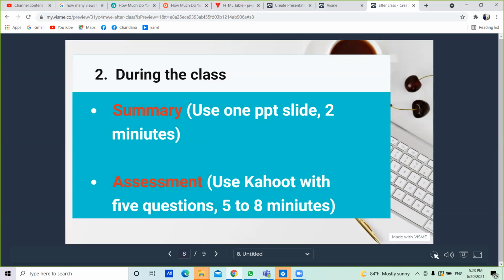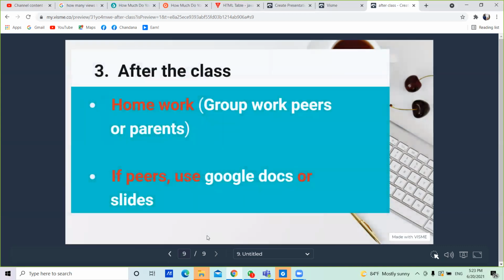Any number of students can join your assessment. Therefore, I'm asking you to follow the quiz.com website to see how to create the assessment from there. That's also part of during the classroom. Then go to the next part, that means after the classroom.